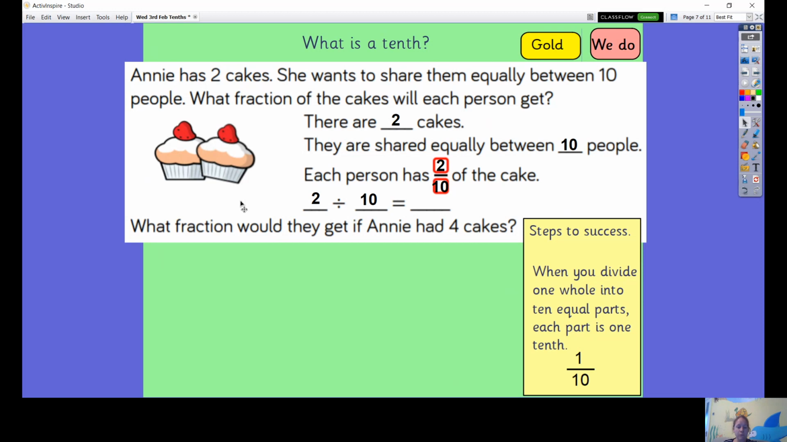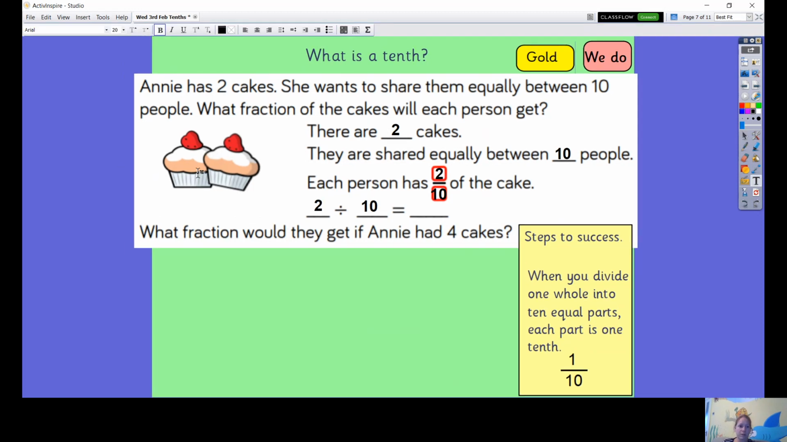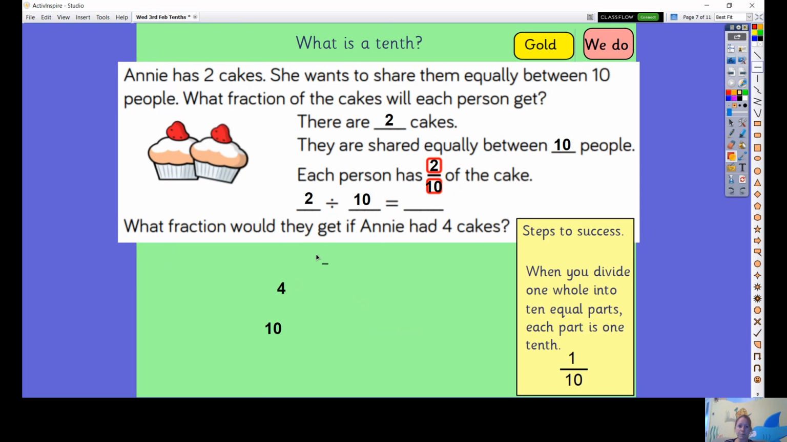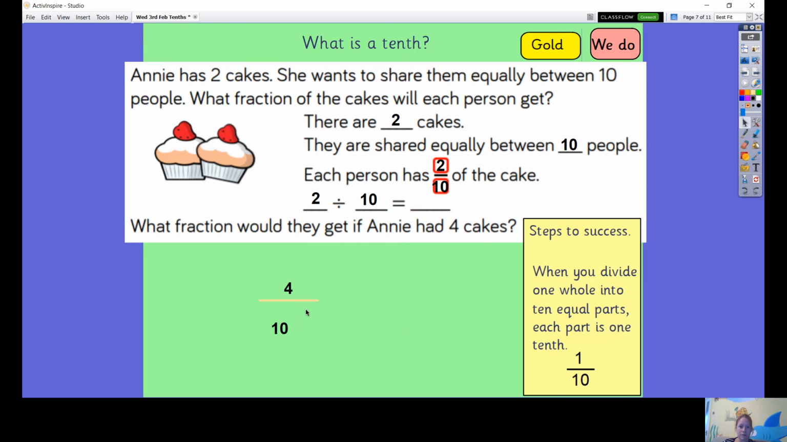What fraction would I get if Annie had 4 cakes? Well, I would get 1/10 of that cake and 1/10 of that cake and 1/10 of another cake and 1/10 of another cake, and altogether that would add up to 4/10 of the cake. Okay, so can't see that line very well, can you? Never mind. Okay, so I get 4/10 then of my cake.